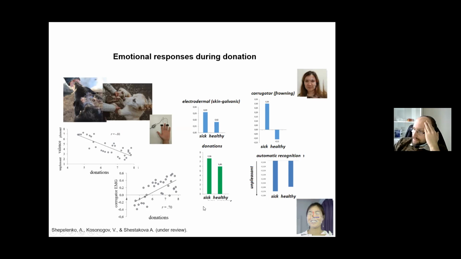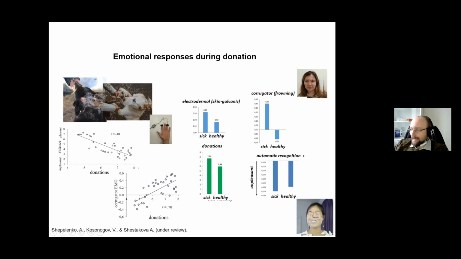Our last study, here we used all these methods: electrodermal activity, corrugator, and we also used automatic recognition of emotions. I will speak about it in brief, to predict the level of donations to funds, charity funds, during this economic game.